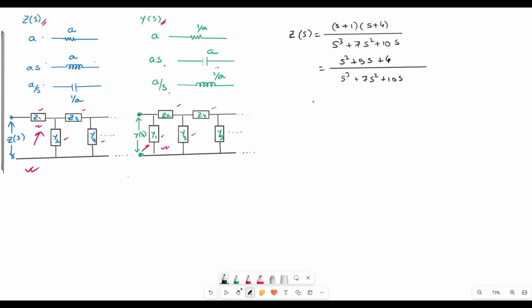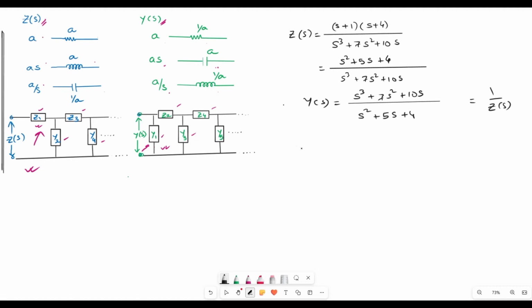Now here we can see case 2 is not satisfied. That means the numerator is less than the denominator. So what do we have to do? We have to reverse the case. That means we have to consider Y(s). The s cube will go up because we know Y(s) is given by 1 by Z(s). After doing it, we have s cube plus 7s square plus 10s, and here we have s square plus 5s plus 4.